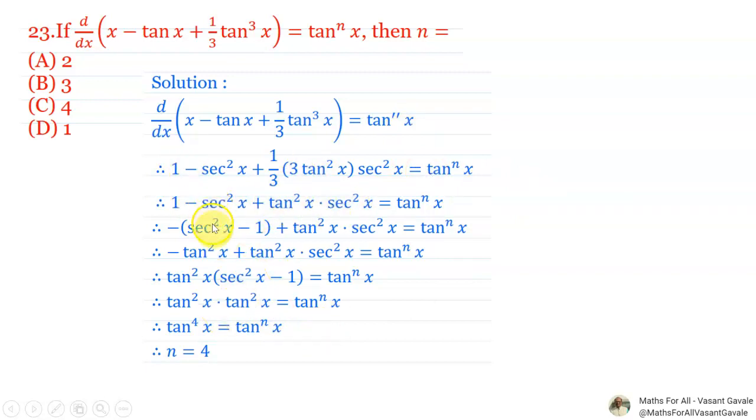simplification, 3 and 3 will cancel here. Take minus 1 common, then sec square x minus 1, that is nothing but tan square x plus tan square x sec square x. Then next take tan square x common, and then in the bracket you will get sec square x minus 1, again that is nothing but tan square x, tan x raised to 2 into tan x raised to 2, that is tan of x raised to 4. Then you will get n is equal to 4. Option C is correct.